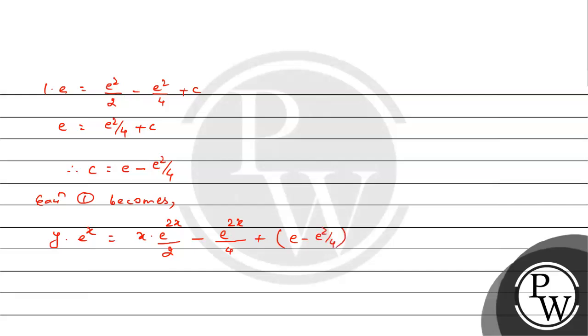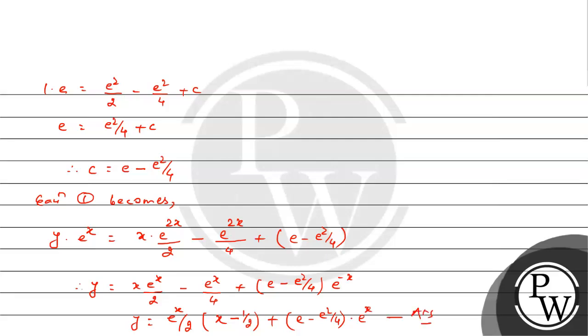e squared by 4. Therefore, y becomes x e to the power x by 2 minus e to the power x by 4 plus e minus e squared by 4 e to the power minus x, and y becomes, taking e to the power x by 2 as common, we get x minus 1 by 2 plus e minus e squared by 4 into e to the power minus x.